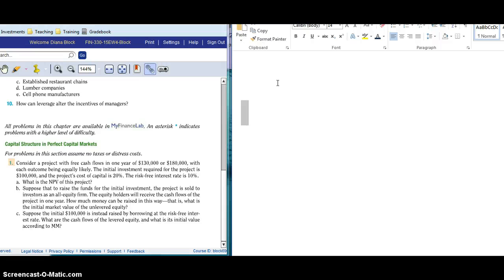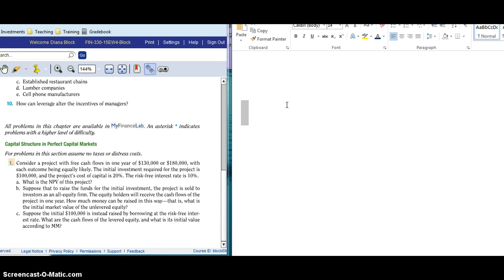This problem tells us we're going to consider a project that is going to either have cash flows of 130,000 or 180,000. We don't know which one, and they're equally likely. The initial investment is $100,000 and cost of capital is 20%. Our risk-free rate is 10%. So we're supposed to calculate the NPV of the project. So we can do that.